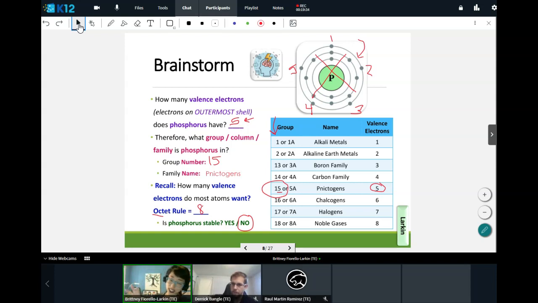Today, though, hint, hint, we're taking a look at nonmetals. Phosphorus is an example of a nonmetal, and we're going to take a look at how phosphorus deals with this problem a little bit differently.